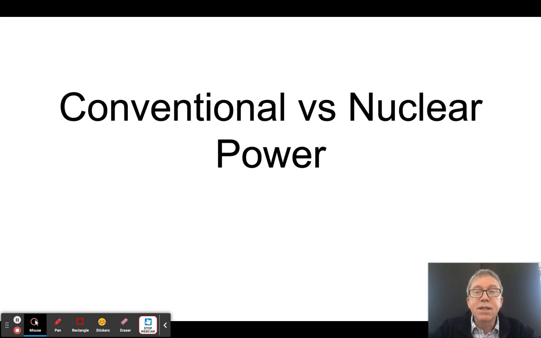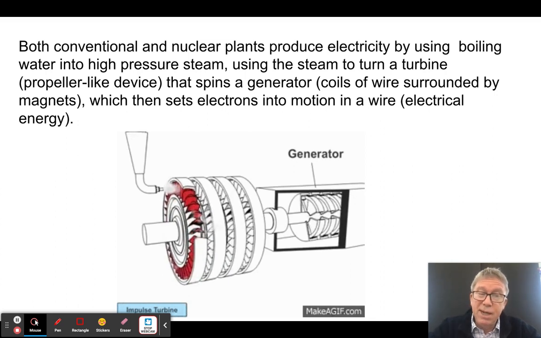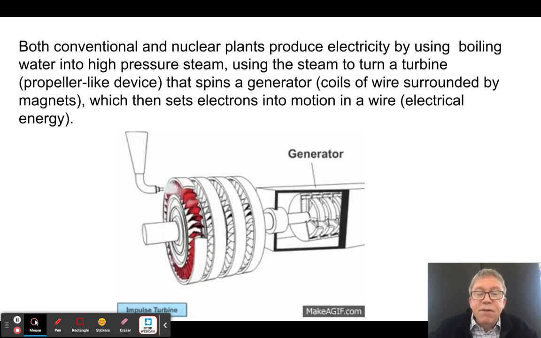So this screencast is about the differences between conventional and nuclear power. Conventional power is produced by burning coal primarily, but also by burning natural gas. And just so you know, the difference between burning coal and natural gas is really how much particulate matter is produced, and a few other things, but that's the main difference.